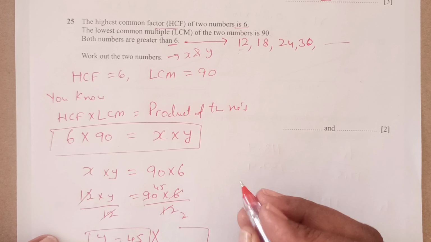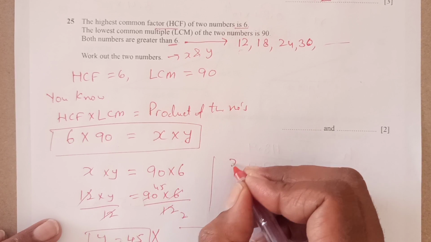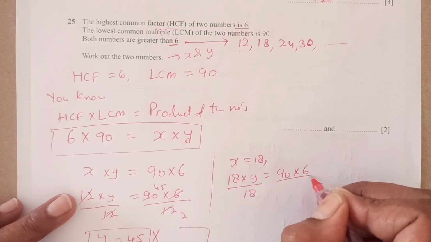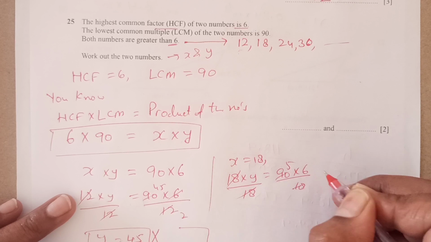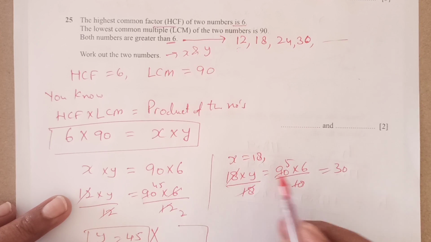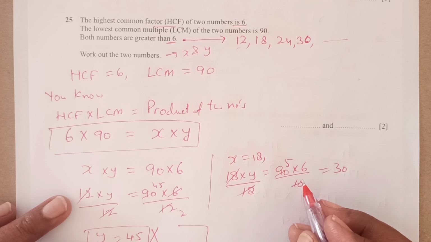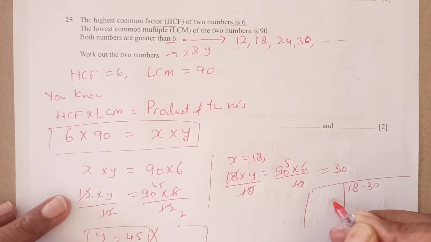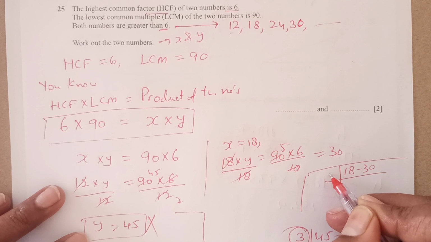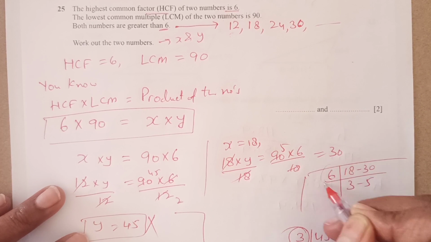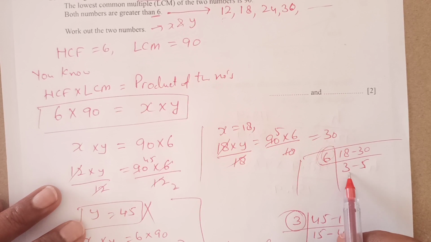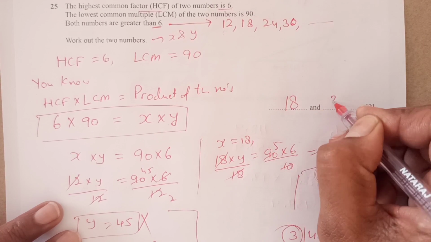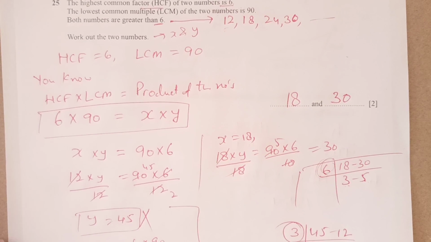Let's say we have 18. If x is 18, then y is 6 times 90 divided by 18, so this is 30. So we get 18 and 30. One number is going to be 18 and the other 30, right? If we try 18 and 30, the HCF, if you divide by 6, is 6 times 3 and 6 times 5. HCF is 6, and the LCM is 3 times 5 times 6, which is 90. So this is working. So 18 and 30 is the final answer, right?